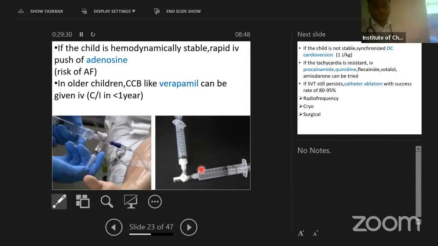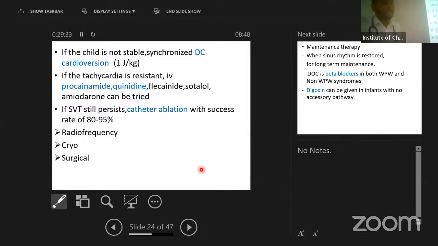If the child is not stable, then we can go for synchronized DC cardioversion, 1 joule per kg. If the tachycardia is resistant to IV adenosine, then we can prefer IV procainamide, quinidine, lecanemab, sotalol, or amiodarone can be tried. If the SVT is still persisting, we can go for catheter ablation, with a success rate of 80 to 95%. Other methods are radiofrequency ablation, cryoablation, and surgical ablation in the most resistant cases of SVT.